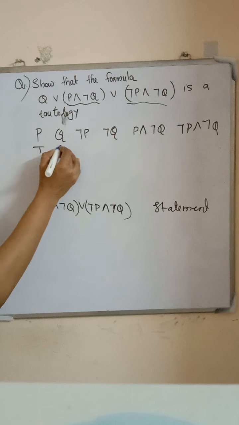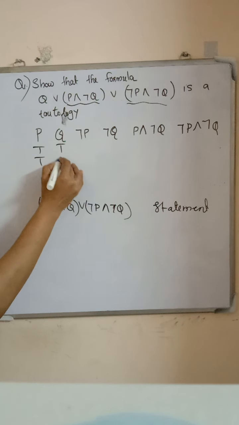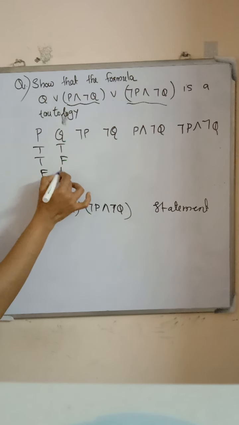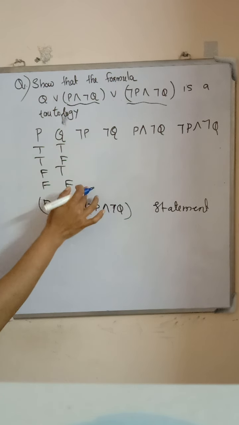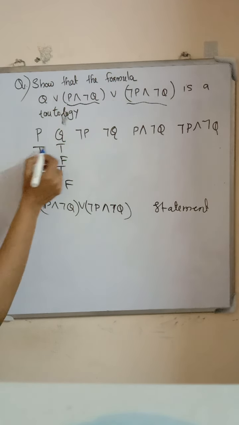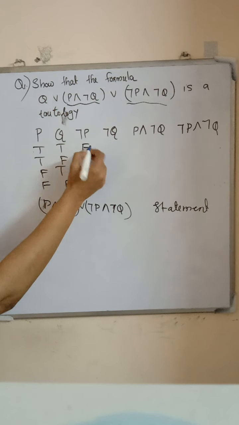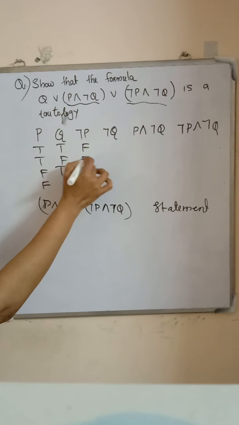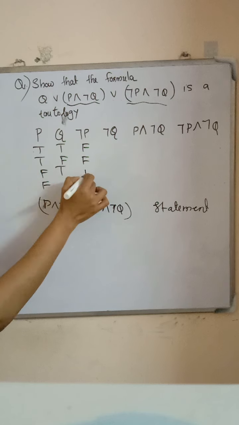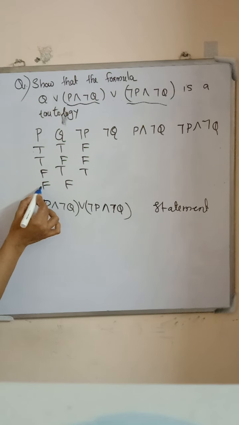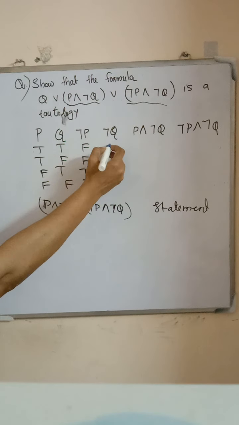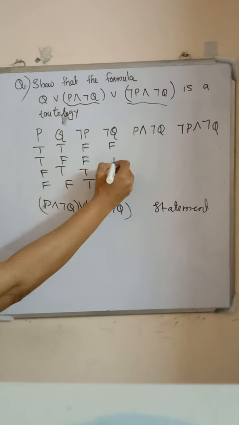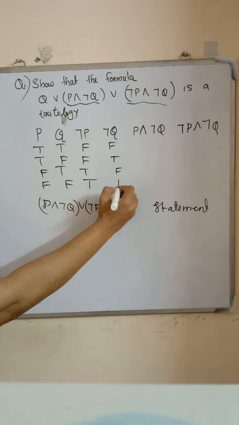For P and Q: both are true; first one is true, second one is false; first one is false and second one is true; both are false. What about the column negation P? If P is true, then negation P is false. If P is false, then negation P is true. Similarly, negation Q becomes false, true, false, true.